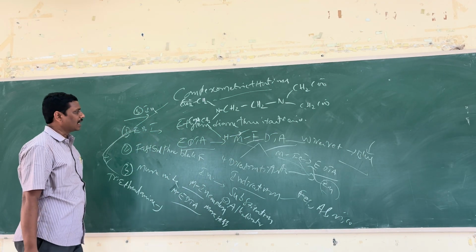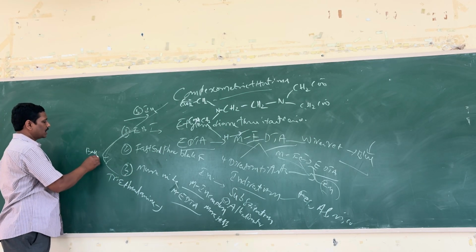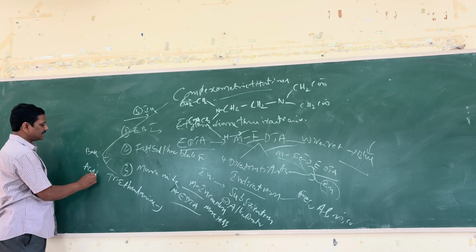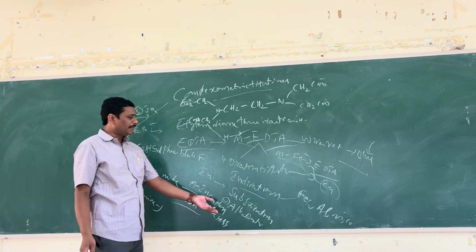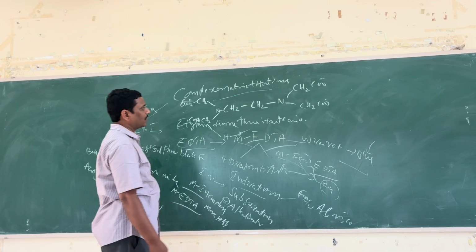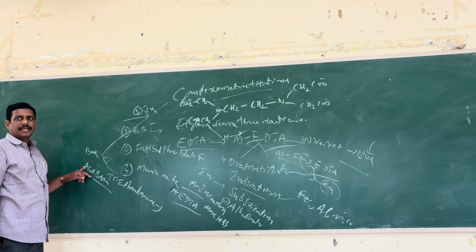The liberated hydrogen ions are titrated with a base, using an acid base indicator. This is particularly done in alkalimetric titrations. The liberated hydrogen ions formed at the time of metal EDTA formation can be determined by using an acid base indicator. That is called alkalimetric titration.